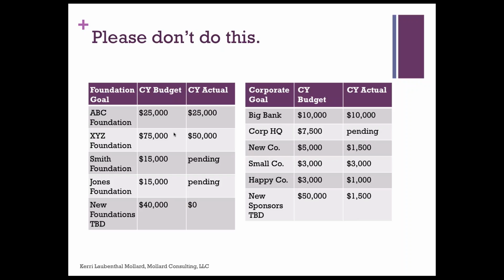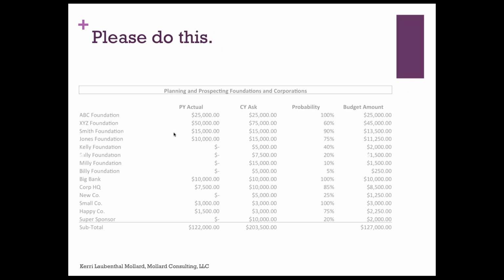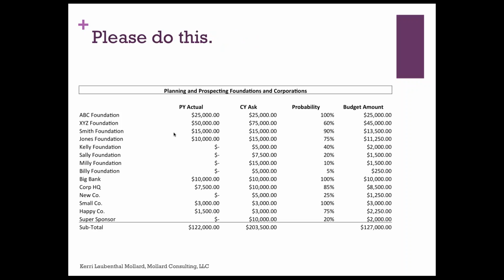And so this is where the probabilities come in. This is what it should look like. Here's that same ABC Foundation, prior year actual 25, current year ask 25. Probability is 100%, we got 25. The XYZ Foundation, prior year was 50. Okay, this year we're going to ask them for 75, right? There's nothing wrong with asking for a donor to increase from 50 to 75. But I don't want you to budget at 75.